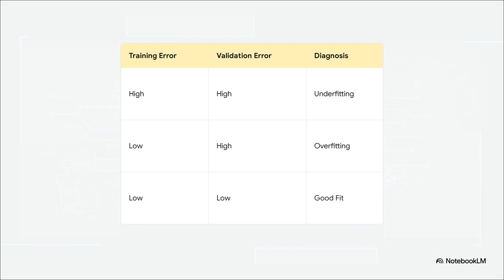You just look at your training error and your validation error. Are they both high? Bam, you're underfitting. Is your training error low but your validation error is high? That's the classic sign of overfitting. And if they're both nice and low, congratulations, you've probably found a good fit.